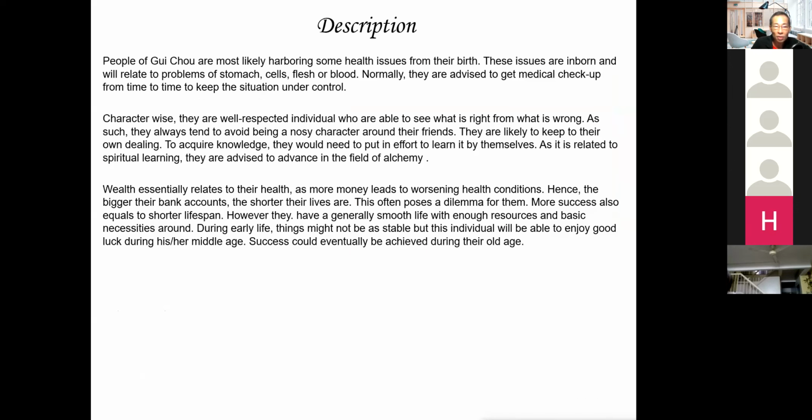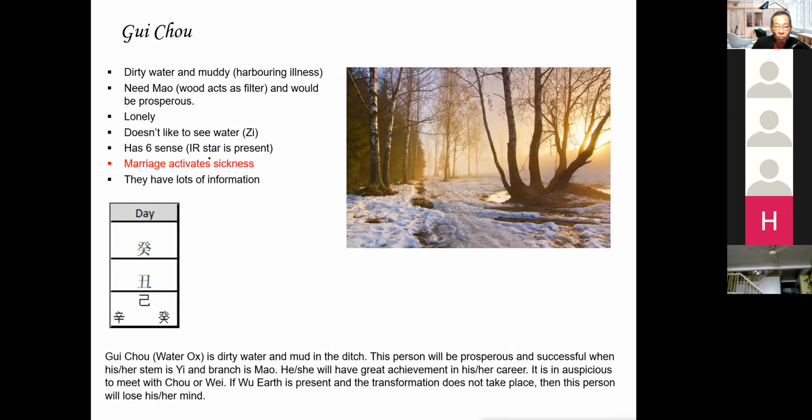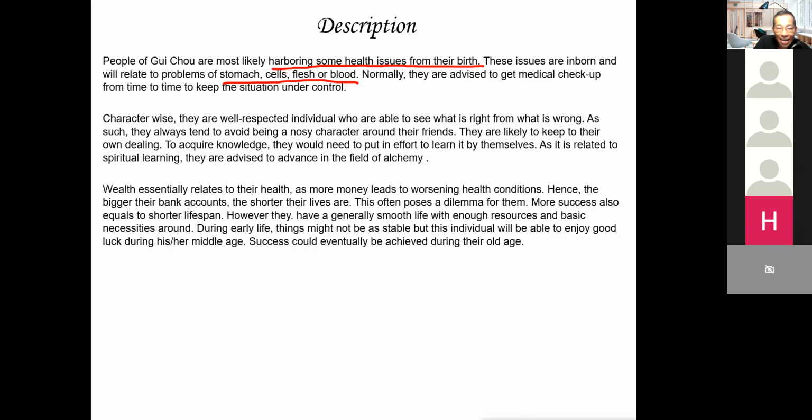All right. Okay, so Gui Chou people, they are born with congenital sickness: stomach, cells, flesh, and blood. So one of the advices for Gui Chou people is to go for GI. What does GI stand for? Gastrointestinal tract. Stomach. Okay. Go and do some colon cleansing, go and do some coffee enema or whatever. Therefore, pay attention to your stomach, the intestinal issue, because usually they are born with that.